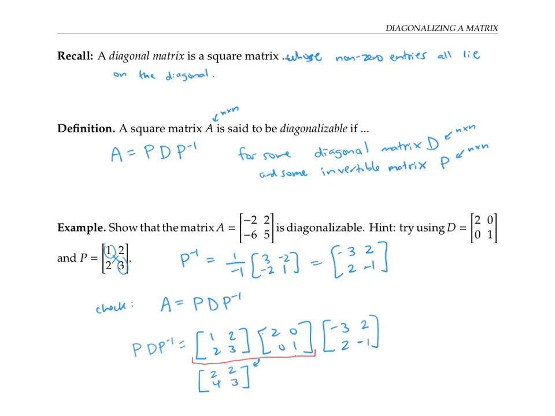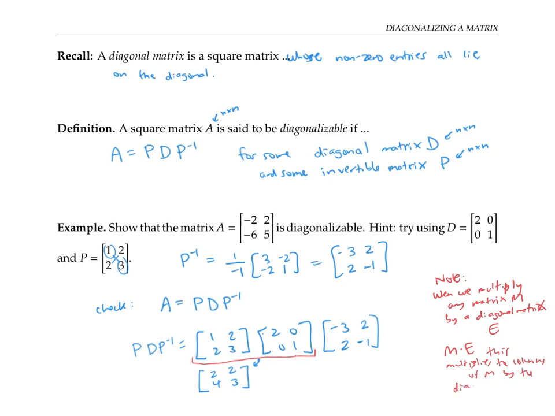In fact, I'll write it out as a little note. So the note is, when we multiply any matrix M by a diagonal matrix, I'll call it E, so M times E, this multiplies the columns of M by the diagonal entries of E. All right, so now that we've got that note tucked away there, let's continue with the problem.